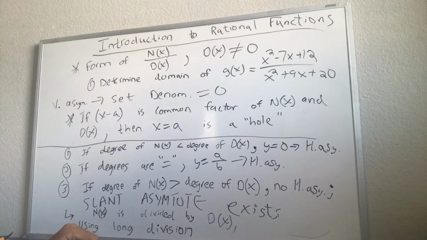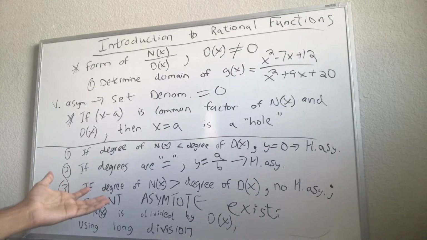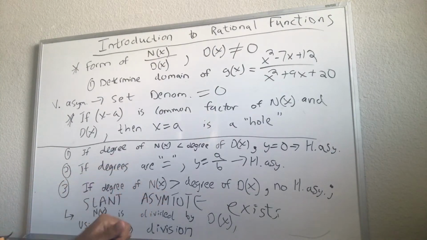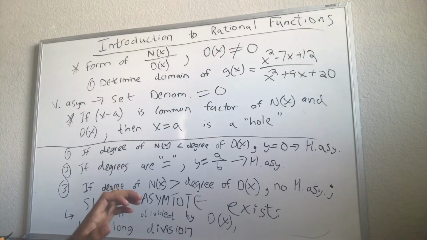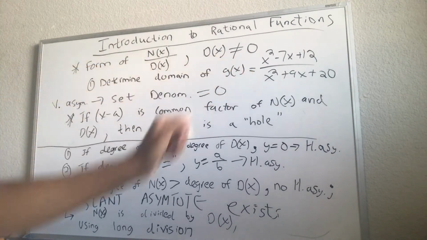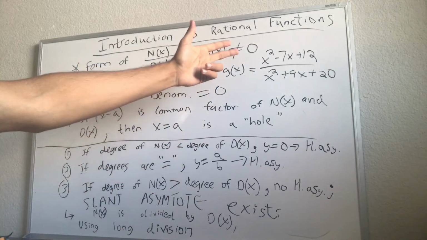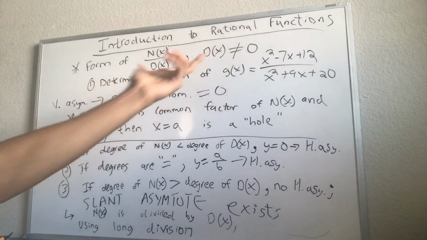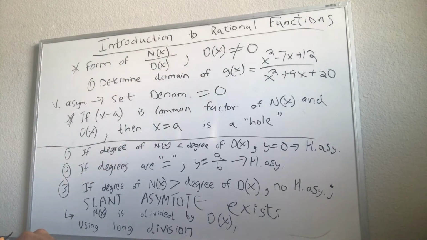Now, if the degree of n of x is greater than the degree of d of x, then no horizontal asymptote exists. This implies that you could have something like x cubed in the numerator and x squared in the denominator, for instance. In that case, no horizontal asymptote exists. Only a slant asymptote exists, which I'll go more in depth on in a later lesson.